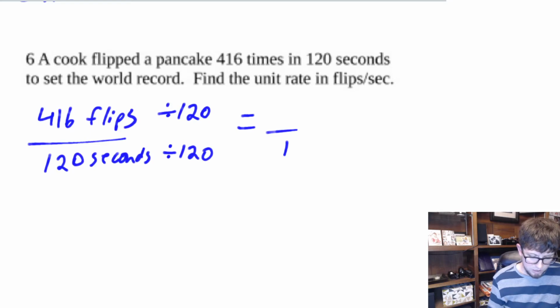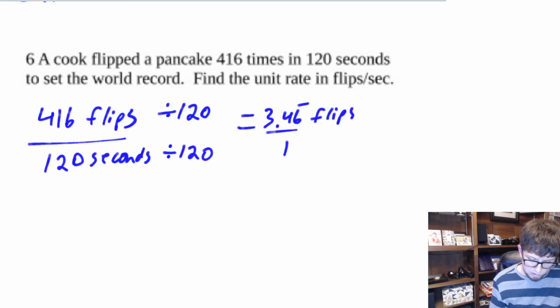416 divided by 120 is 3.46 repeating. And that is flips per 1 second.